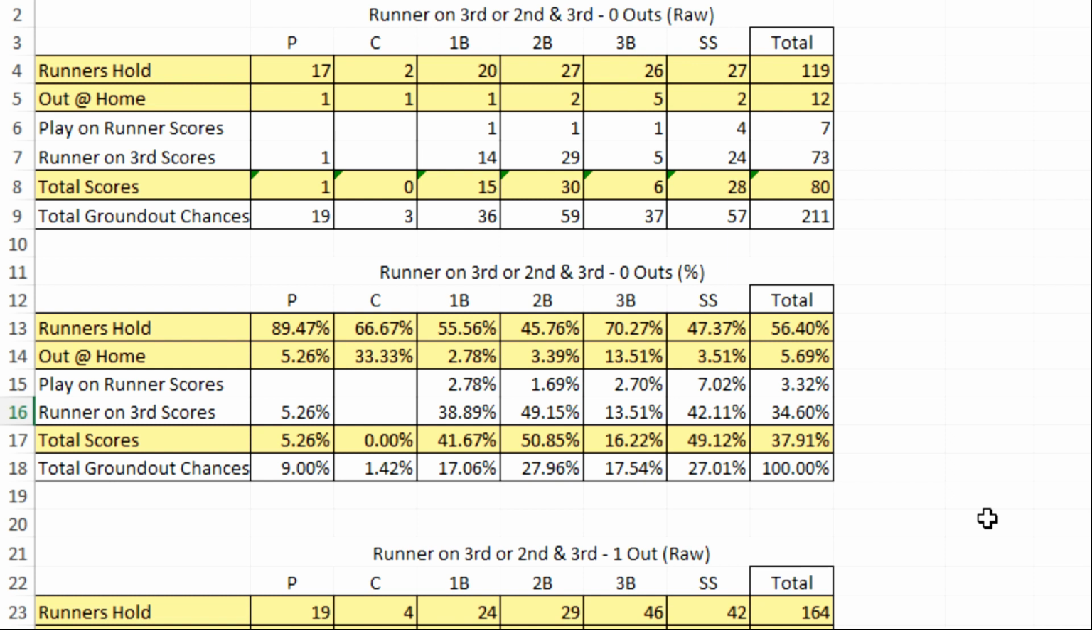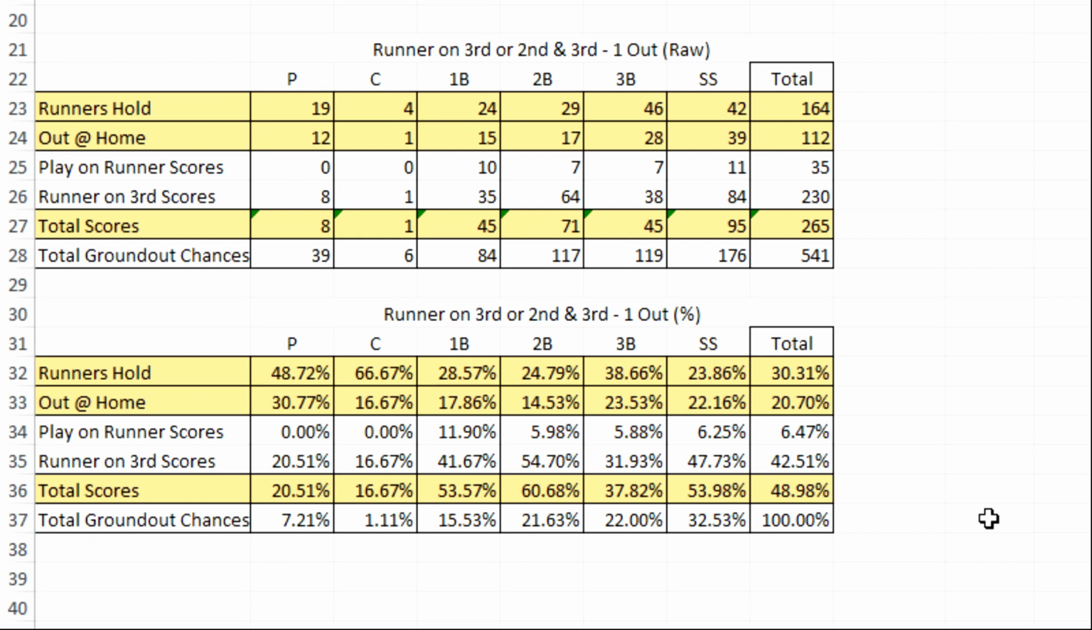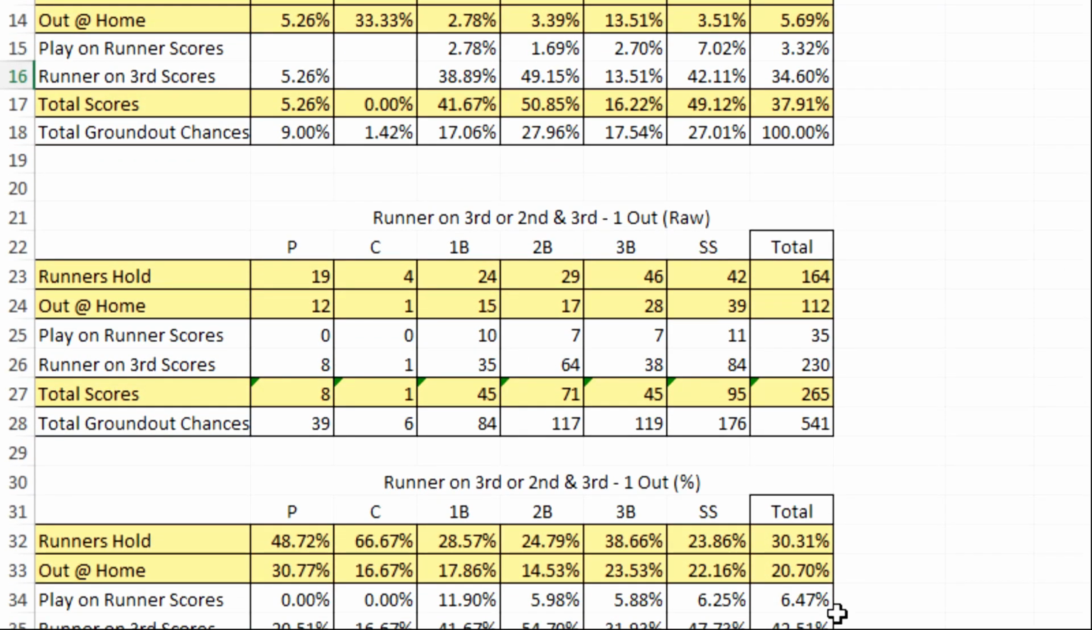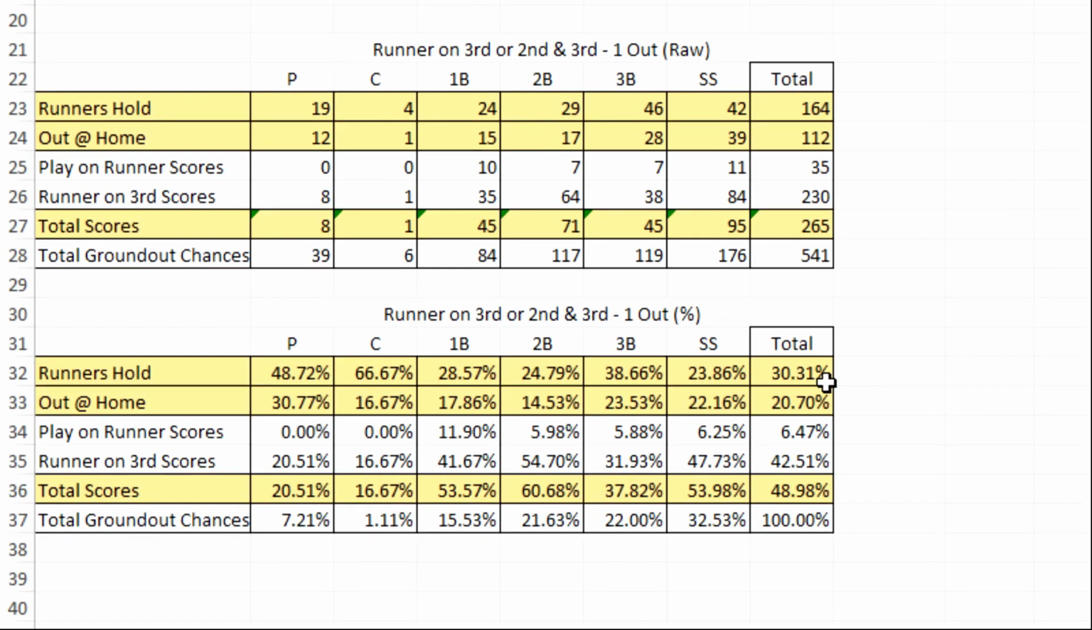Now let's take a look and see if there's a difference with 1 out. Let me get this back into view here. So there were many more plays with 1 out, 541 ground out chances in the case where there was a runner on third or second and third with 1 out. And we can see that the percentages overall, the runner's holding way less. So the runner held over half the time with no outs, but the runner's only holding less than a third of the time with 1 out.